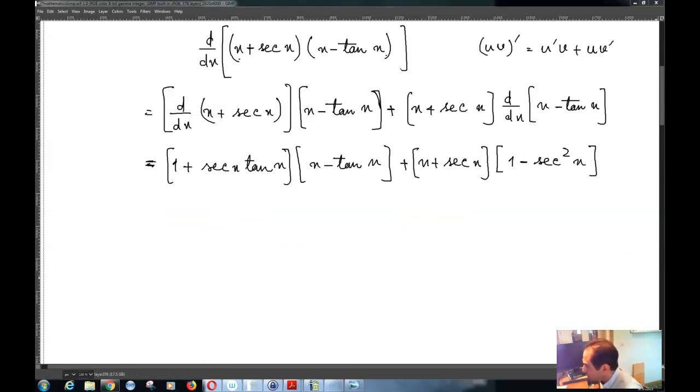Okay, so question number 30. Question number 30: you want to calculate d by dx of x divided by sine raised to the power n of x.